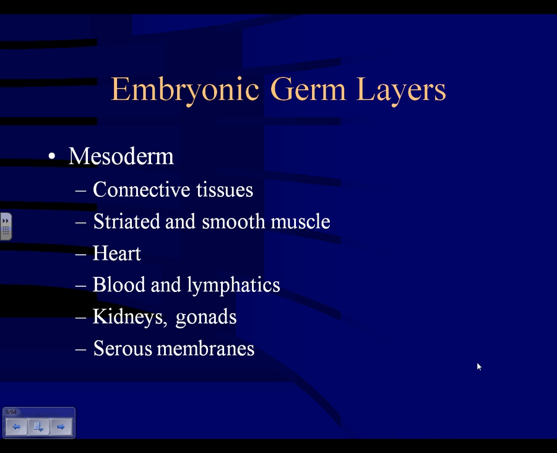So, mesoderm refers to connective tissue. Meso means middle, so you would think of things that are in the middle, like connective tissue, striated and smooth muscle, the heart, blood, lymphatics, etc.